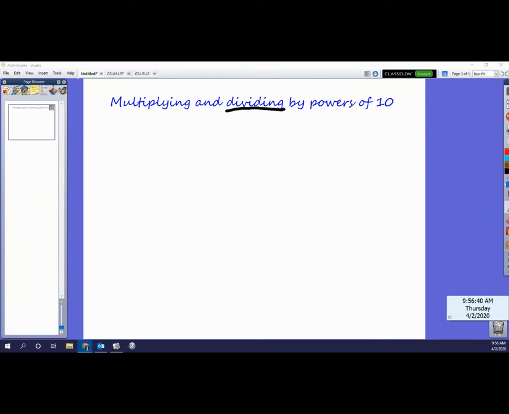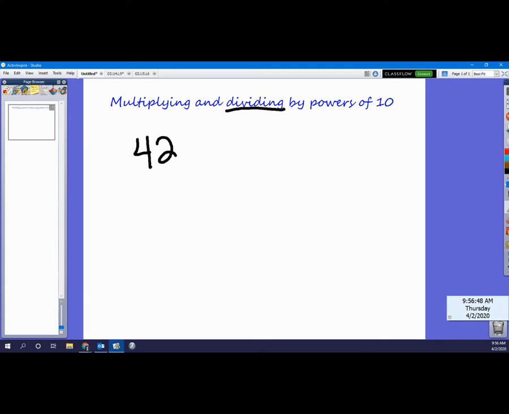Let's talk about dividing by powers of 10. We already know what a power of 10 is. So this problem is going to look something like 423 divided by 10 to the second power. Really what this is saying is 423 divided by 100.